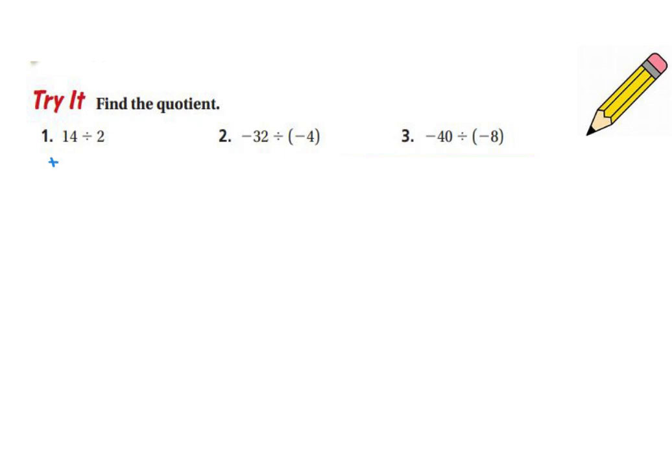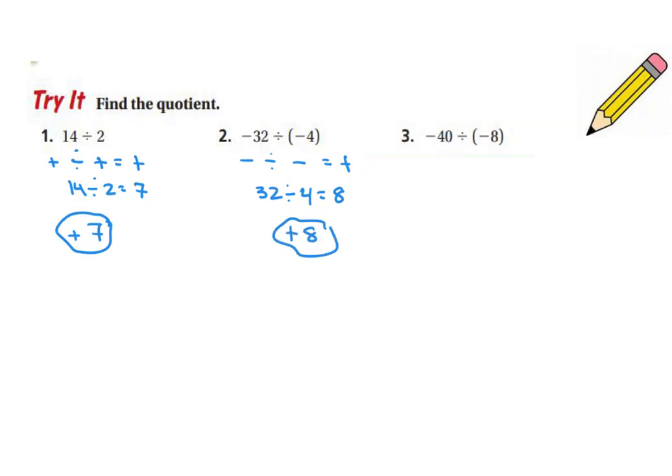So for 1, a positive divided by a positive is positive, and 14 divided by 2 is 7. A negative divided by a negative is positive, and 32 divided by 4 is 8. And a negative divided by a negative is positive, and 40 divided by 8 is 5.